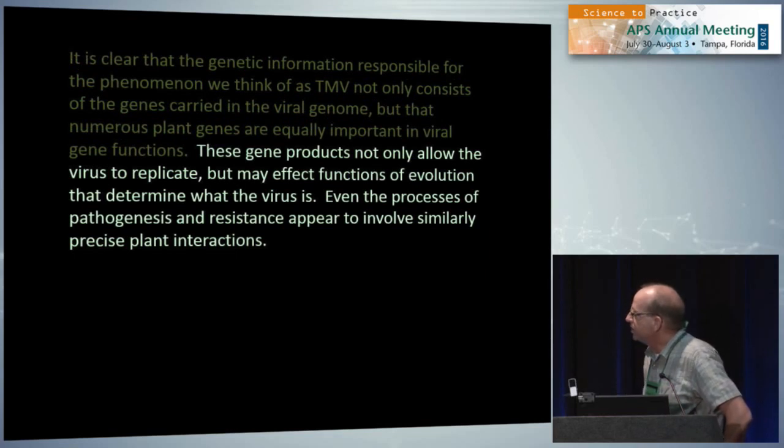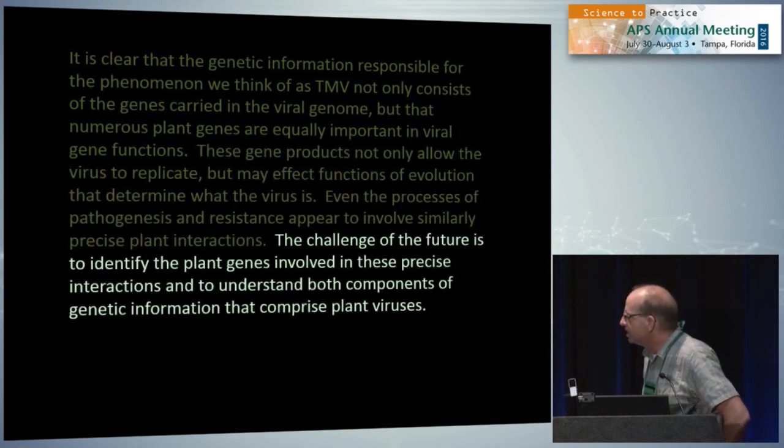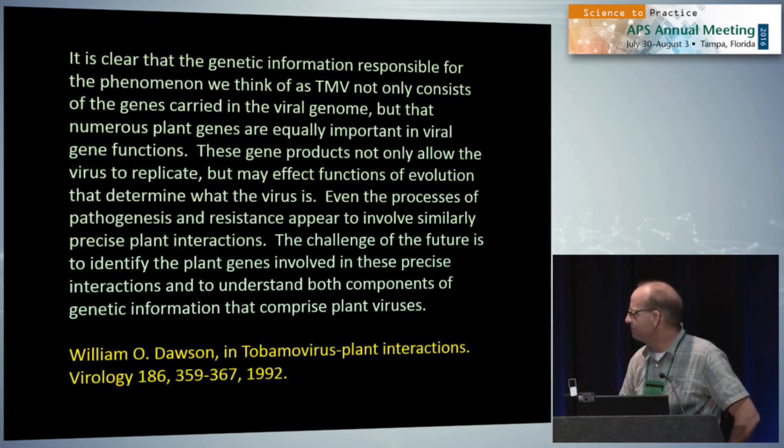These gene products not only allow the virus to replicate, but may affect functions of evolution that determine what the virus is. Even the processes of pathogenesis and resistance appear to involve similarly precise plant interactions. The challenge of the future is to identify the plant genes involved in these precise interactions and understand both components of genetic information that comprise plant viruses." And this was Bill Dawson in Tobacco Plant Interactions, Virology, 1992.